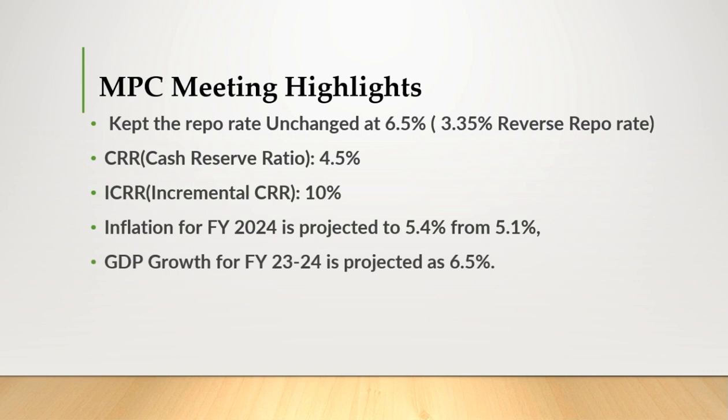Next, GDP growth. For the financial year 23-24, it is projected as 6.5%. Now you can observe here that 5.4% inflation is projected and 6.5% GDP growth is projected, so the real growth is around 1% only. These are all the different financial elements we have discussed. Other than this, the MPC meeting has highlighted some new points, so we will discuss that.